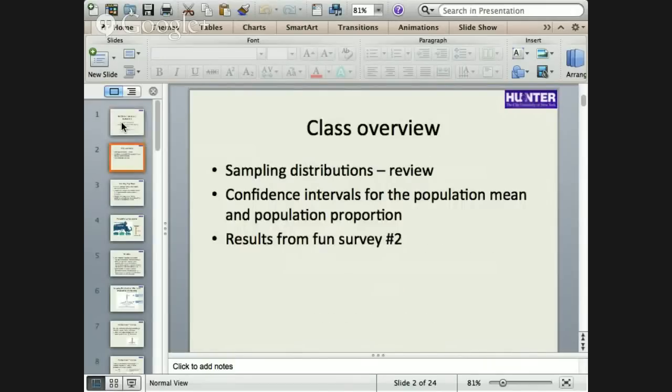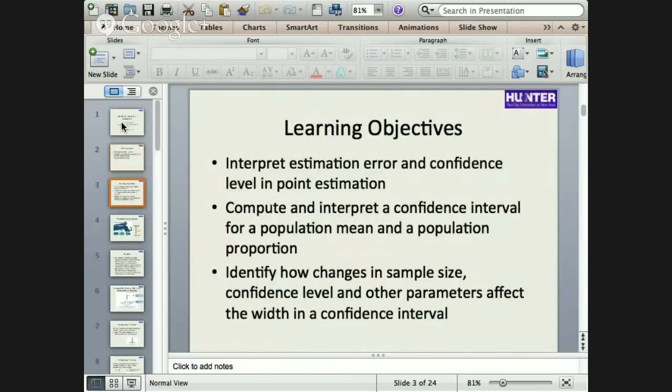Confidence intervals. Okay, I'm going to start with a review of sampling distributions because confidence intervals are strictly related to sampling distributions, and I'll try and make that connection clear between them and talk about what confidence intervals are and how to construct them for a population mean or proportion, and go over some results from the survey.